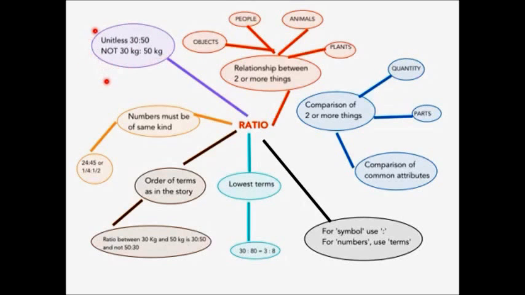What it means is the numbers alone can be compared and not the units that follow the numbers. For example, while writing a ratio between 30 kg and 50 kg, you can express it as a ratio only as 30:50 and not as 30 kg:50. Go through this map a couple of times and I'm very sure your understanding of ratio will be much better.